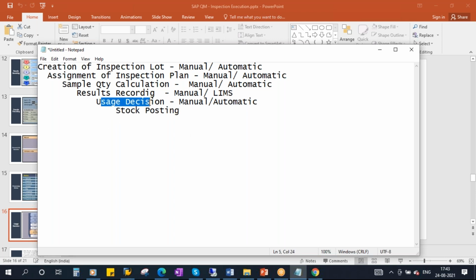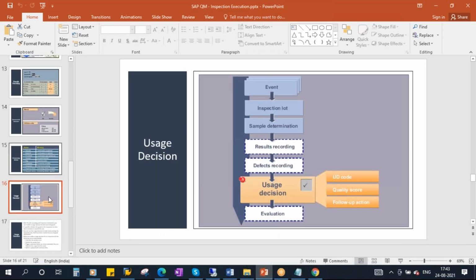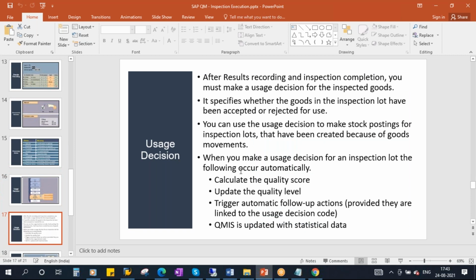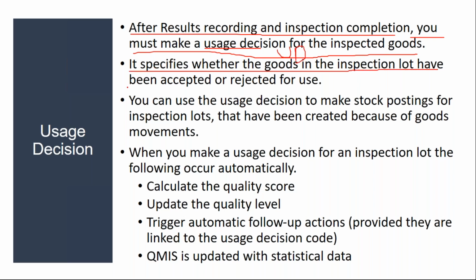Okay, so now we will understand what is usage decision. Usage decision is nothing but approving or rejecting the overall quantity of the lot. After results recording and inspection completion, you must make a usage decision for the inspected goods. Usage decision, they simply call it UD. It specifies whether the goods in the inspection lot have been accepted or rejected for use. That means overall you are accepting or rejecting the quantity.